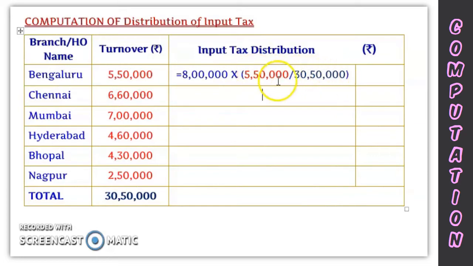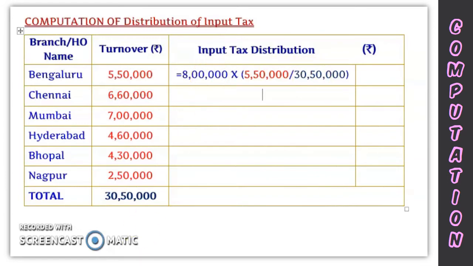So we have to consider this. But here, since multiplication is there, it doesn't matter. You can directly multiply and then divide it by 30,50,000. It doesn't make any difference. But what I'll do, I'll go with the mathematical computation procedure. So I'll take 5,50,000 divided by 30,50,000, and then I'll multiply it with 8 lakh.